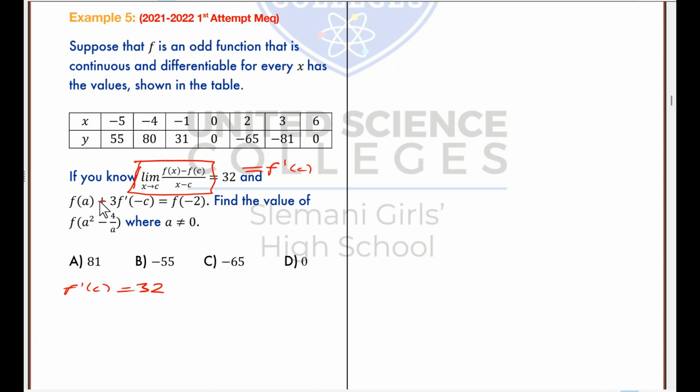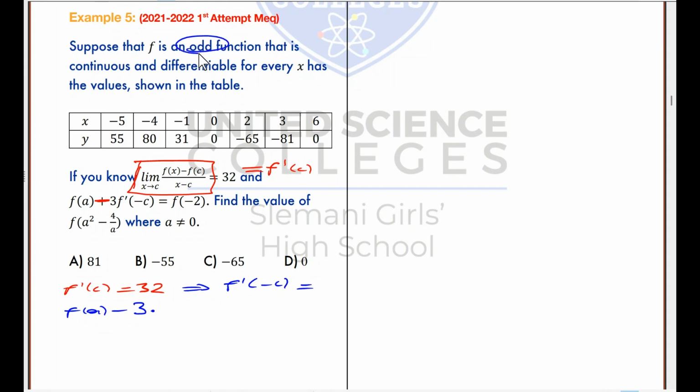There's a mistake here. It's supposed to be minus here. Okay, now f of a, we have no idea what a is. We are not given anything about a. So just write f of a minus 3 times f prime of negative c. So if we know f prime of c, can't we find f prime of negative c?